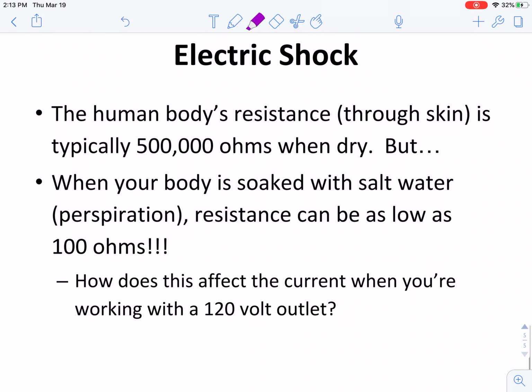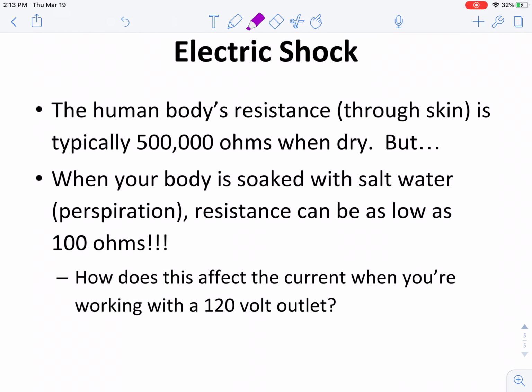Very last thing I wanted to talk about with you is electric shock. So the human body, almost like an appliance, also has a resistance, and our resistance is through our skin. Typically, when our skin is dry, that resistance is 500,000 ohms, a larger amount than the previous problems that we've been using. But when your body is soaked with salt water, like when you sweat, perspiration, the resistance of your body actually decreases to, at times, 100 ohms.